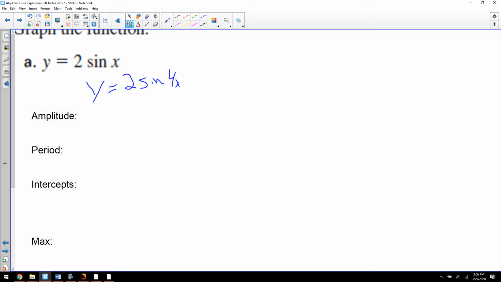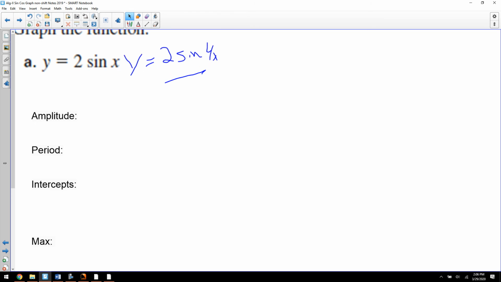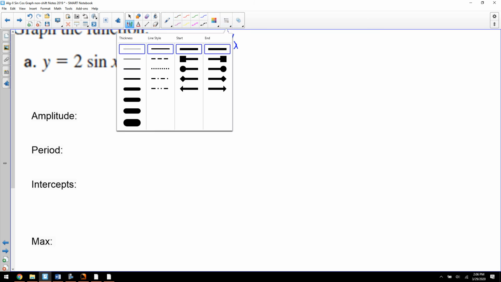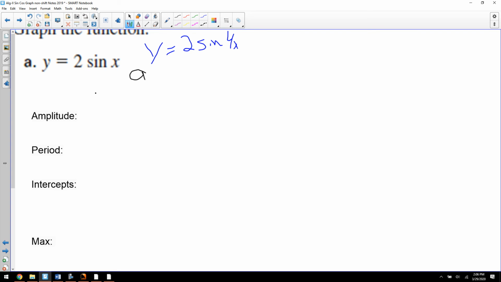Okay? So what I normally like to do is label out my parts first. So we know what our A and B values are. Our A value is 2. Our B value is 4. So if my A is 2, that means my amplitude is 2. My B value helps me find my period, so it's going to be 2 pi over B, which is 4. So my period is pi over 2.